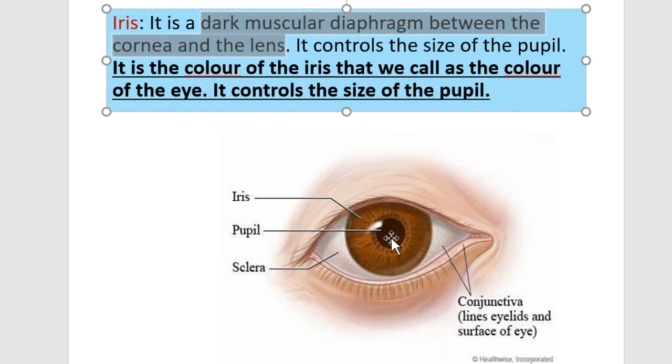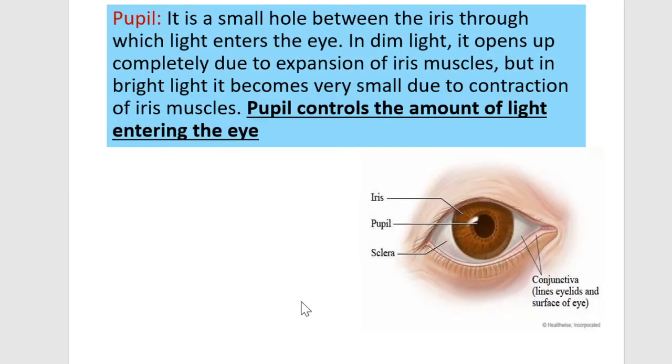And why do we need to control the size of the pupil? Exactly this. Why do we need to control pupil? See, sometimes when we come out from a dark room into a bright room, what happens? We suddenly keep our hands on the eyes and we try to close our eyes because we don't want so much light entering into our eyes because it would affect our eye, right?